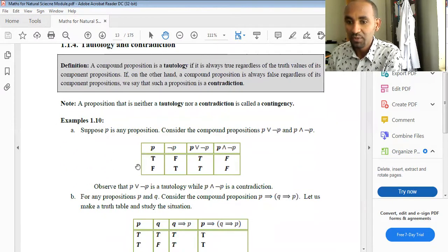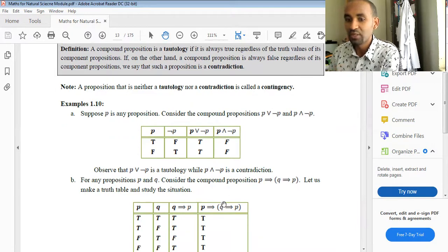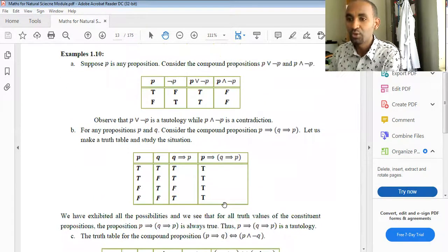You can see, for example, this one: P or not P is a tautology, and P and not P is a contradiction, because P and not P means one is true, the other is false. So by the disjunction, it's a tautology. By the conjunction, it's a contradiction. So to show whether a given compound proposition is a tautology or a contradiction, or neither of the two, a contingency, one way is to use a truth table.